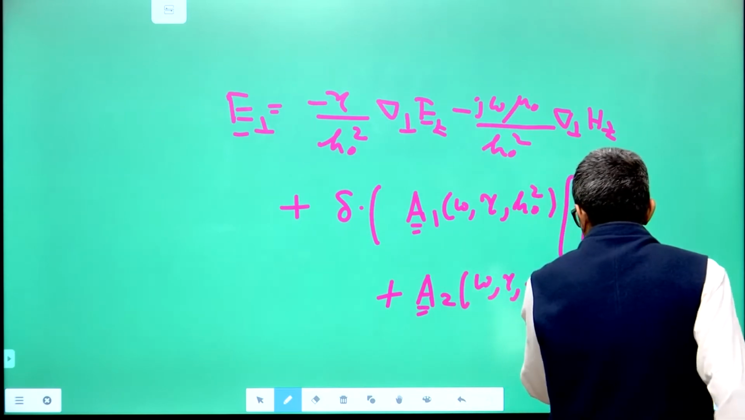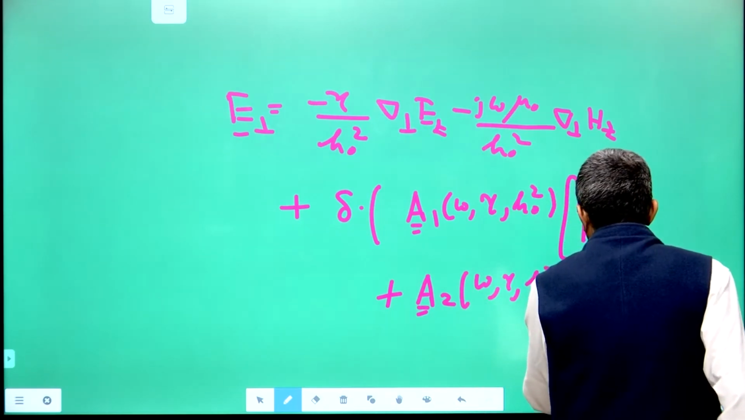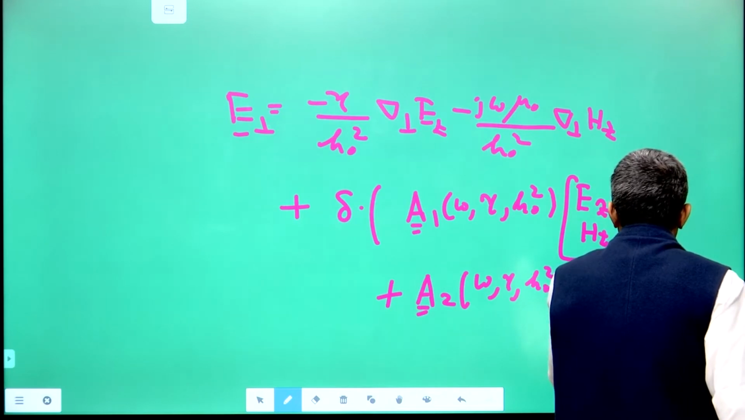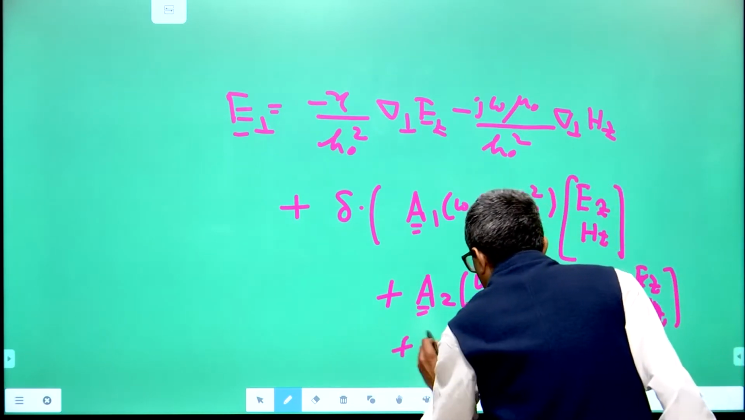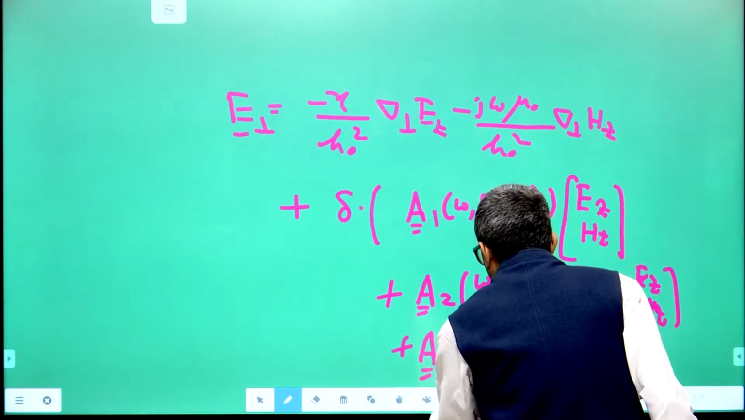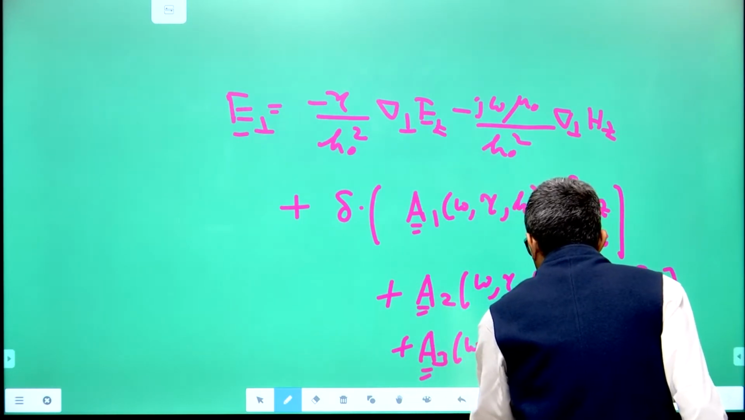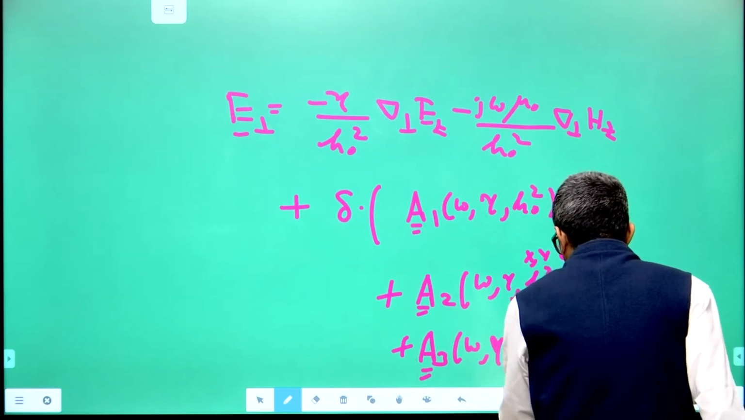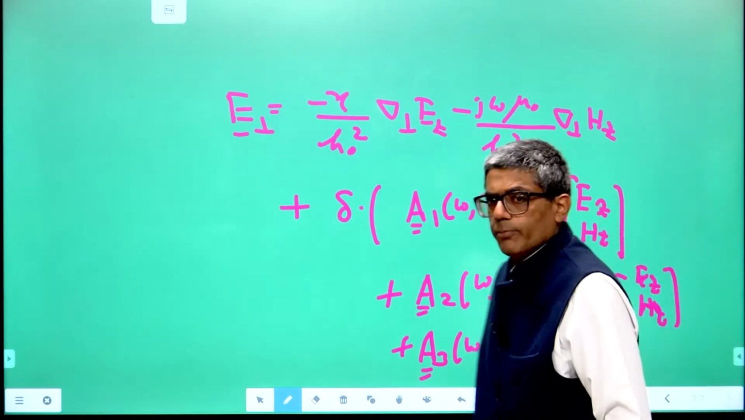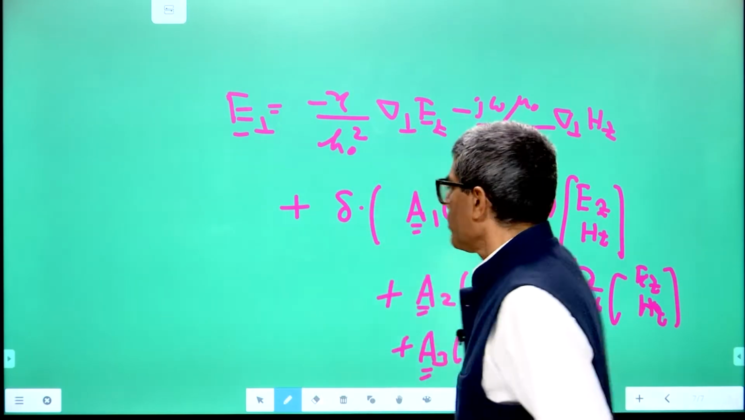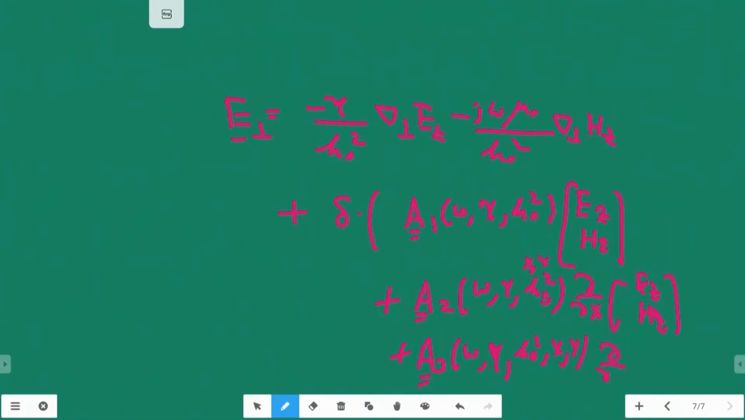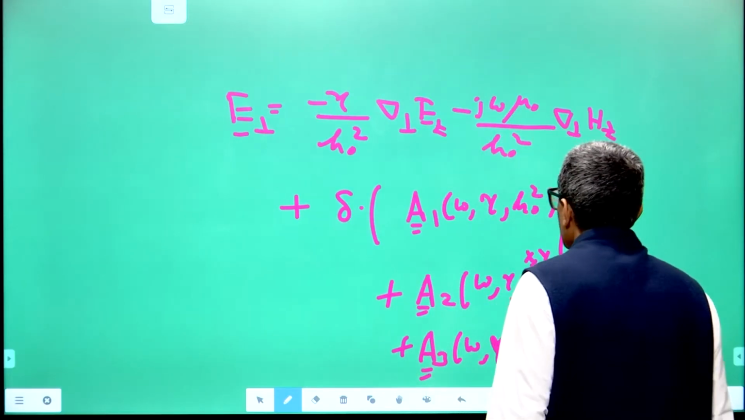Then you have A2 into dou by dou x of Ez Hz, plus A3, another 2 cross 2 matrix depending on omega, gamma, h naught square, and it will also depend on x and y because the perturbations in the permittivity and permeability also depend on x and y. This times dou by dou y of Ez Hz, plus order delta square, which I am neglecting right now. I am assuming that the perturbations are very small, so that you retain terms only up to order delta.